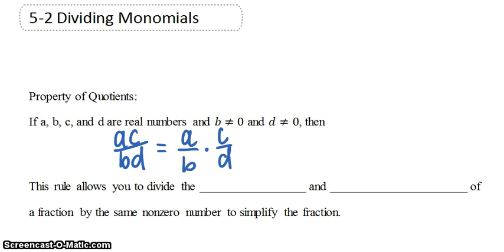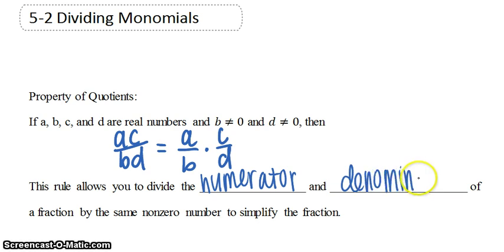Let's see, I might get a thinner pen. I don't use OneNote, and that's kind of thick. Okay, so that is the rule. That's what the property is. So you see how you can break it up into A over B and C over D, because if you were to multiply them, you just multiply across. Now this allows you to divide the numerator, which we know is the top of the fraction, and the denominator, which we know is the bottom of the fraction, by the same non-zero number to simplify the fraction. So we're just simplifying the fraction, and this is going to help us later on when we're dividing monomials.